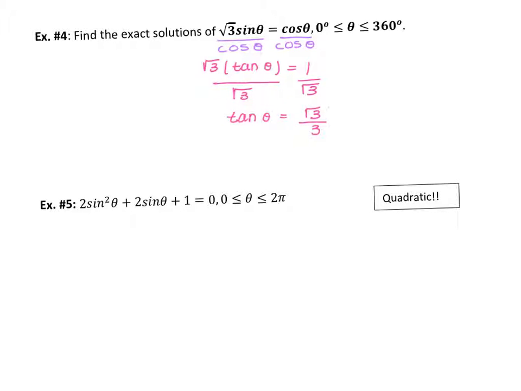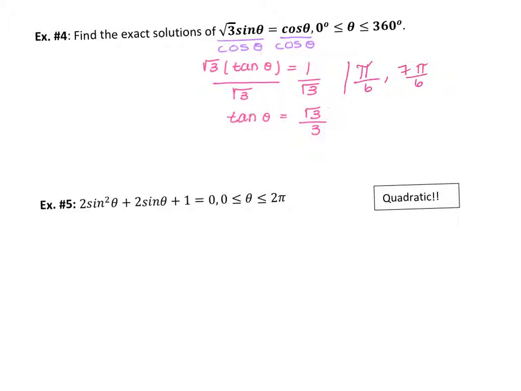And this interval is super easy because it's from 0 to 360, 0 to 2 pi. There are 2 places where tangent of theta is equal to radical 3 over 3. What are those 2 radian values? Marco, which ones? Pi over 6 and 7. Yeah, pi over 6, and 7 pi over 6.